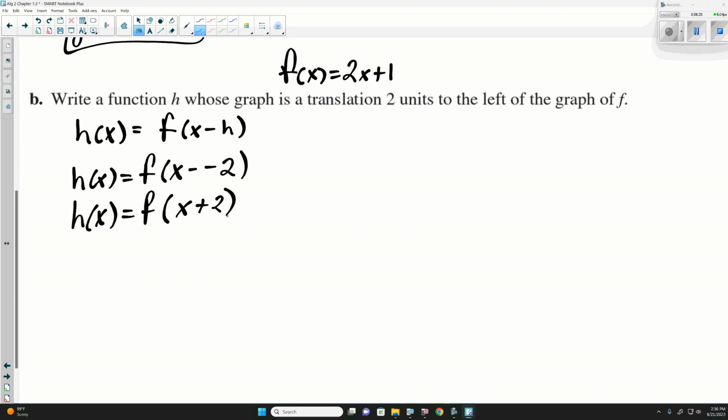Questions on these so far? Now, our original function was f of x, and it gave us 2x plus 1. Do we have f of x anymore? We have f of x plus 2. We replace the x with what? x plus 2. So we replace this x with x plus 2, which means every x in the function has to be replaced with x plus 2.